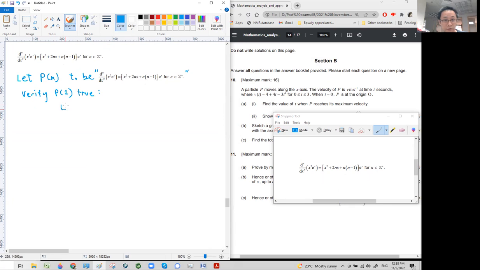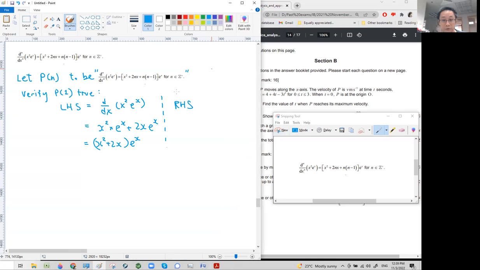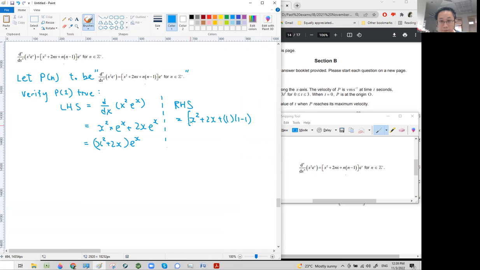So the first derivative, x squared times e to the x. This is a standard product rule application. And then you have to verify that the right-hand side will give you the same thing. X squared plus 2x plus 1, 1 minus 1. And 1 minus 1 is 0. And I think you should end up getting the same thing. Therefore, P1 is true.